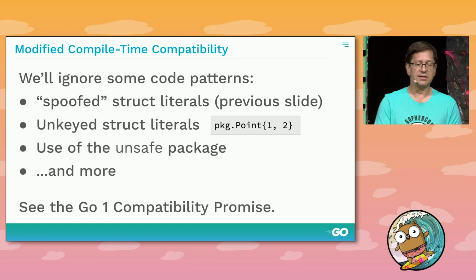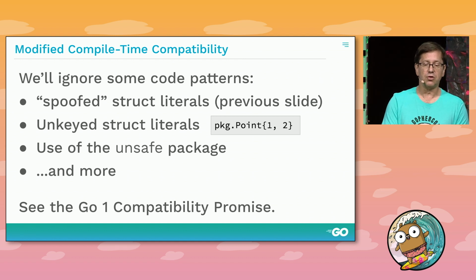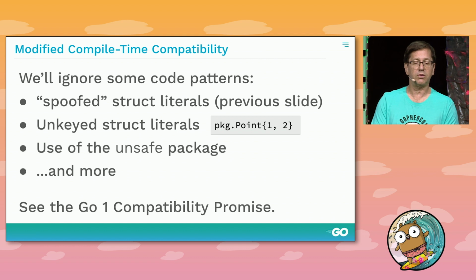It should come as no surprise that we have to exclude the use of the unsafe package from our definition of compile time compatibility. For example, you can use unsafe.Sizeof to get the size of the struct as a compile time constant, which basically means that any change to the size of the struct could break client code. You may be familiar with the Go 1 compatibility promise, which tries to define what changes to the Go language and standard library are breaking changes. It mentions a few of these same usages.